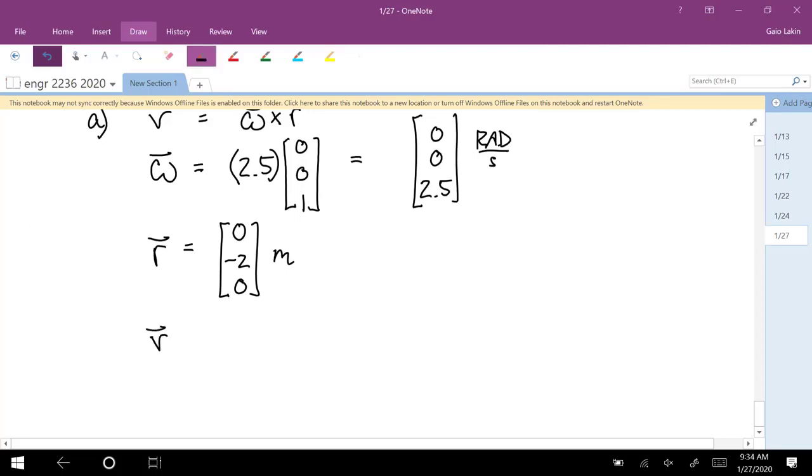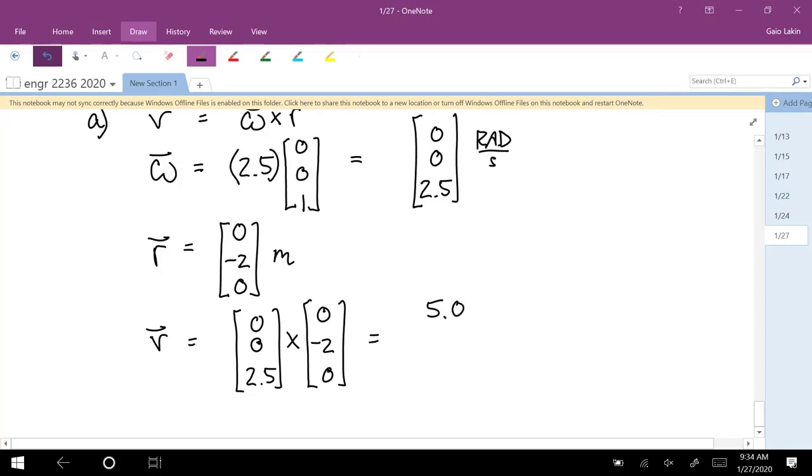So the velocity is 0, 0, 2.5 crossed with 0, negative 2, 0. And that is 5, 0, 0, in meters per second.